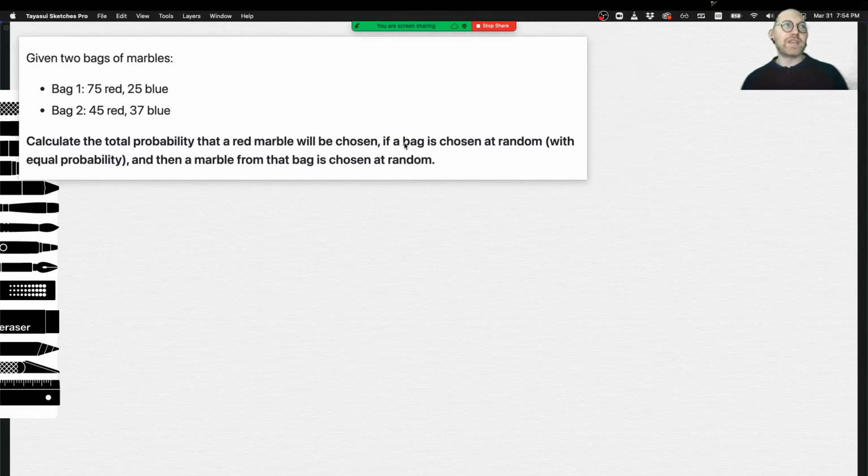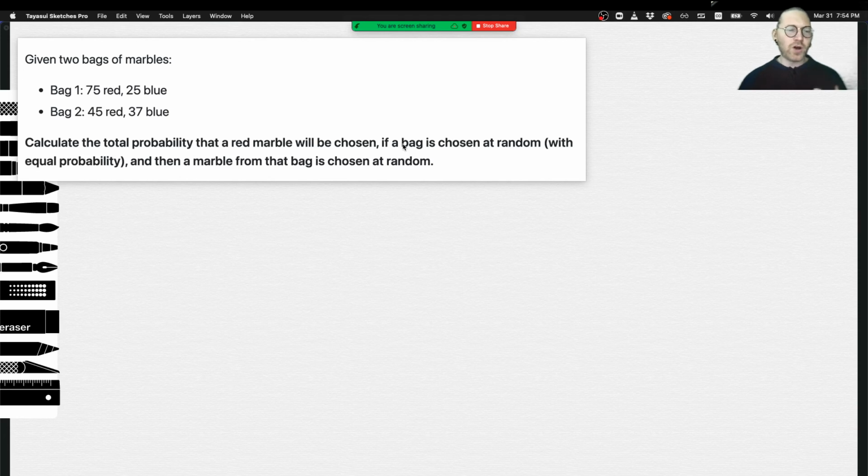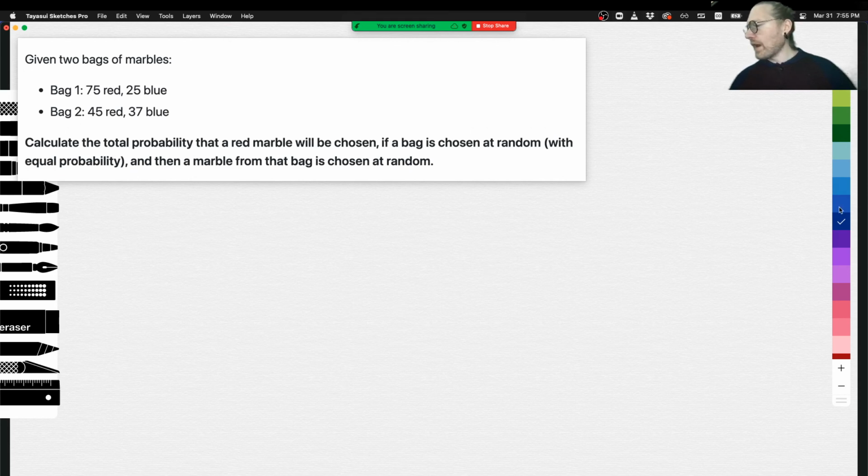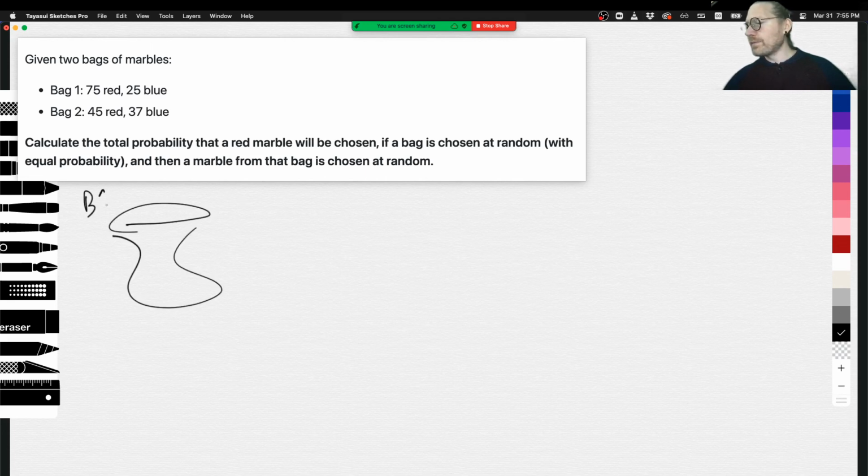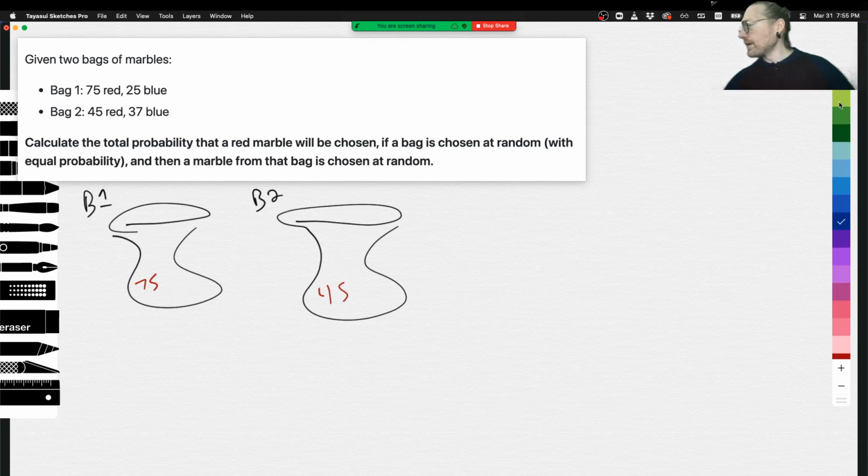In probability, I think I've said this before, we're always talking about marbles and different colored balls, numbered balls, all kinds of stuff that, of course, we're not actually using every day in our real life. But they help us to think about these problems, right? So we have two bags of marbles. Bag 1 has 75 red and 25 blue. I'll just call this B1. And then we've got B2, which has 45 red and 37 blue. So in the first one, we've got 75 red. In the second one, we've got 45 red. In the first one, we've got 25 blue. And in bag 2, we've got 37 blue.